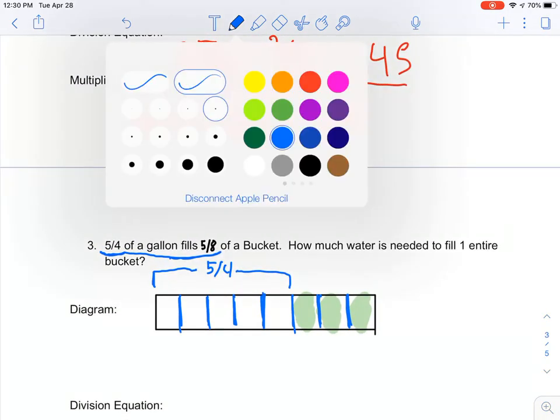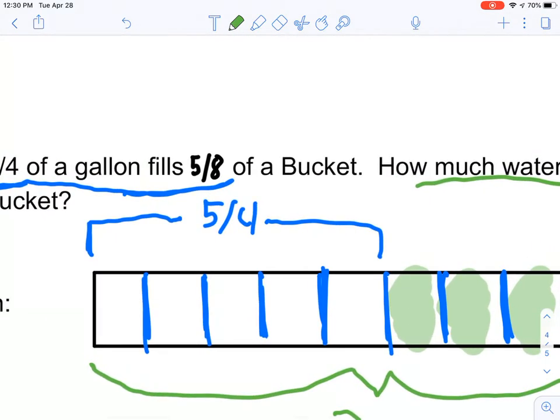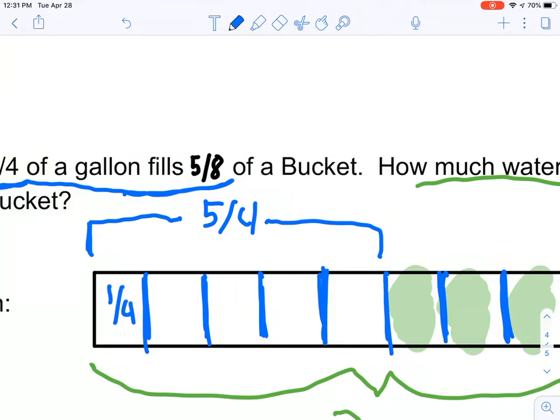Now the last part is how much is needed to fill the entire bucket. So how much will be needed to fill the entire bucket? Well, let's go ahead and zoom in here. 5/4 goes equally into 1, 2, 3, 4, 5 groups. So how can we do that? Well, I notice we have 5/4 and we need to divide that into 5 groups. That means that each group will be getting 1/4, right? 1/4, 1/4, 1/4, 1/4, 1/4.